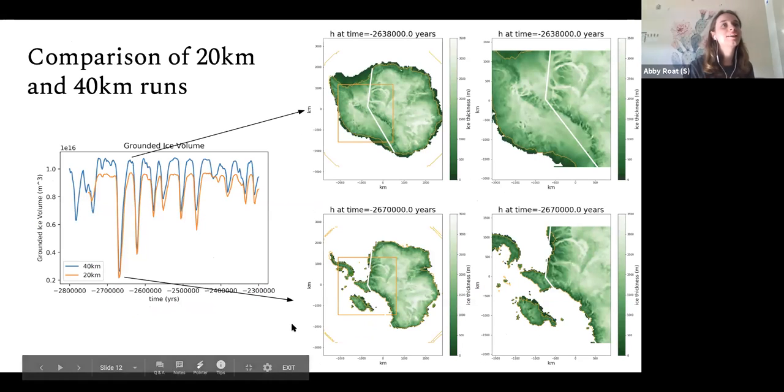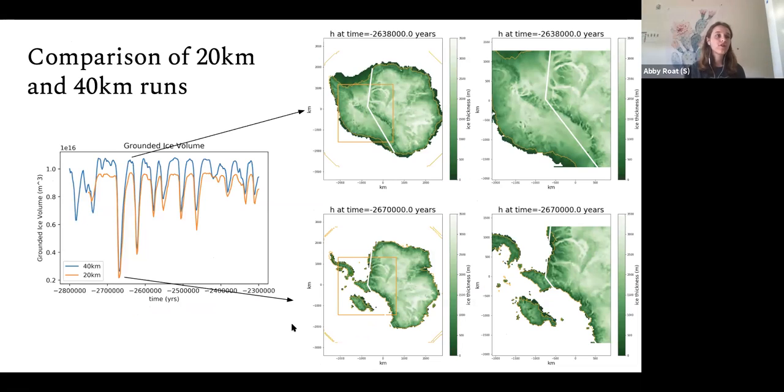So I ran the model at 40 kilometers and 20 kilometers. My 20 kilometer runs finished yesterday. Some of them finished today at 1 a.m. So that's nice. I did look at one of them and I compared grounded ice volume of the 40 and 20 kilometer runs. As you can see, there is some difference at interglacials and glacial maximums.